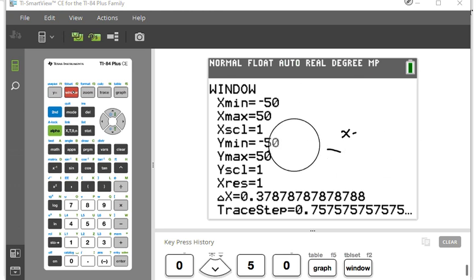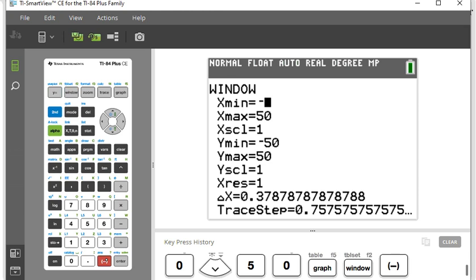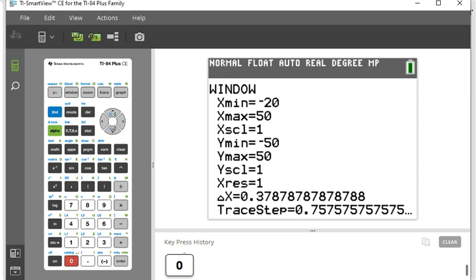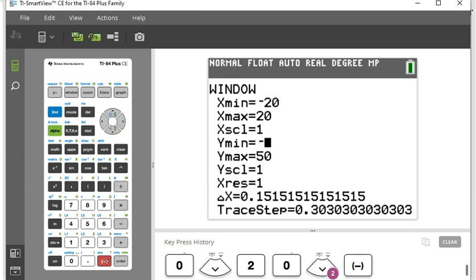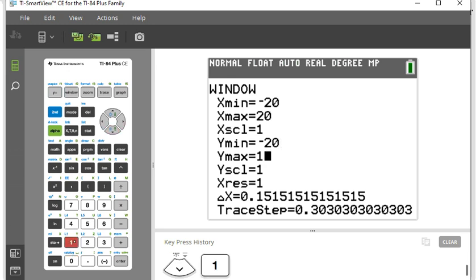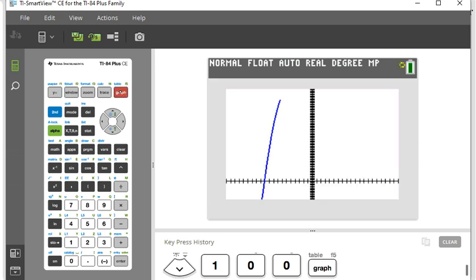Erase what I had. So what did we want to do? Our x min doesn't need to be that big. I'm just going to go down to negative 20. X max didn't need to be that big. I'm going to go down to 20. My y min didn't need to be that low. I'm going to go down to negative 20. But my y max, we weren't high enough. I'm going to go up to 100, see how it looks. And I'm going to graph that. Now we can see a better depiction, except we still don't see that vertex. Our vertex is still a little higher. So let's quickly go in one more time.